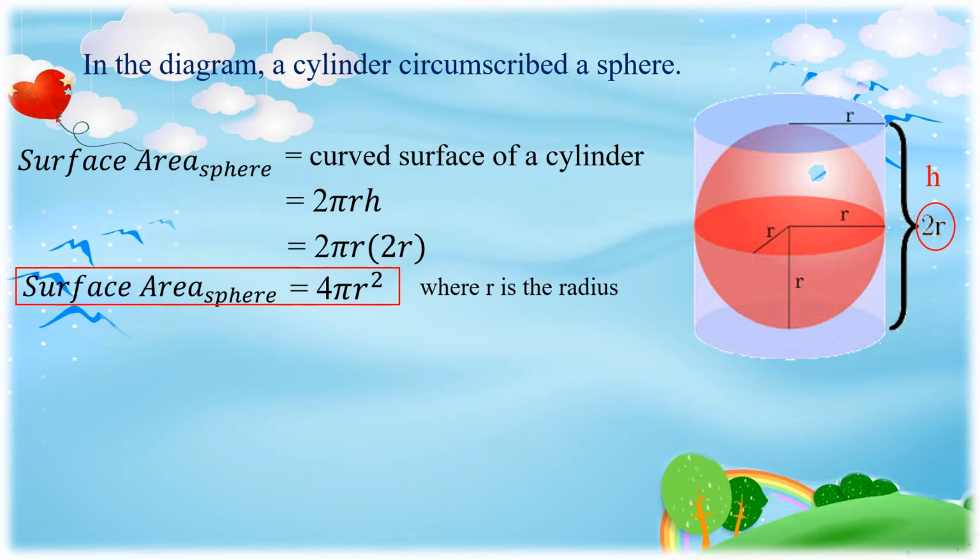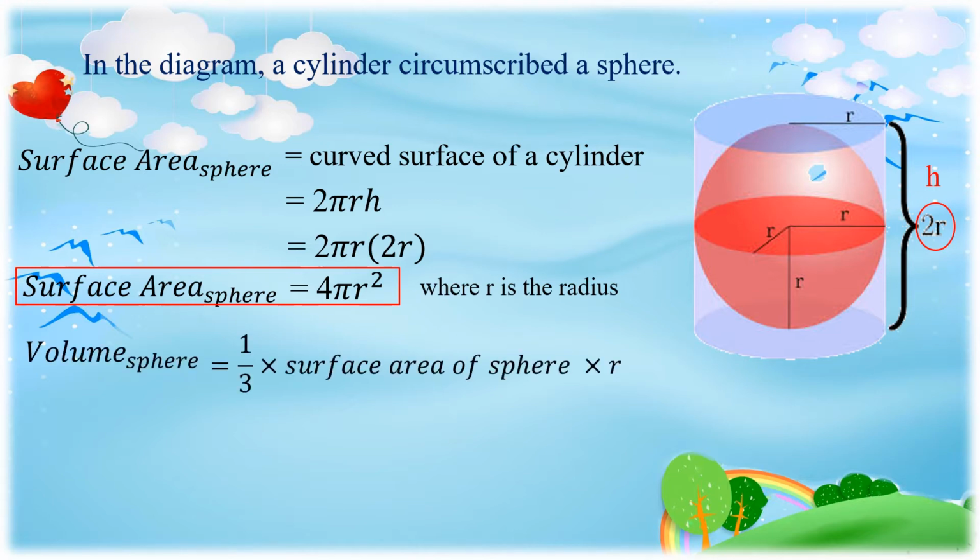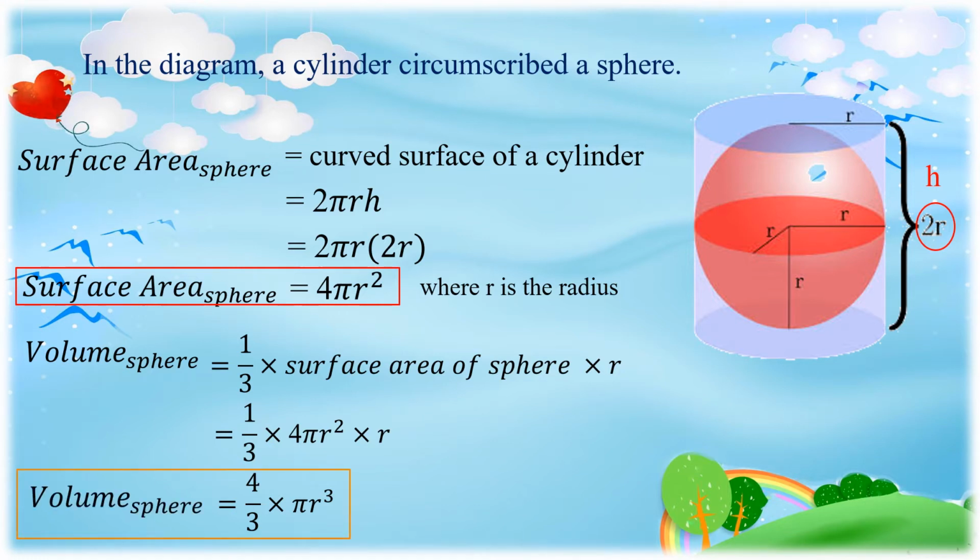Now let us have the volume of the sphere. For the volume of the sphere, we have 1/3 times the surface area of the sphere times r. Here, we substitute the value for the surface area, so it is 1/3 times 4 pi r squared times r. Then simplifying further, we get 4/3 times pi r cubed. That would be the volume of the sphere.